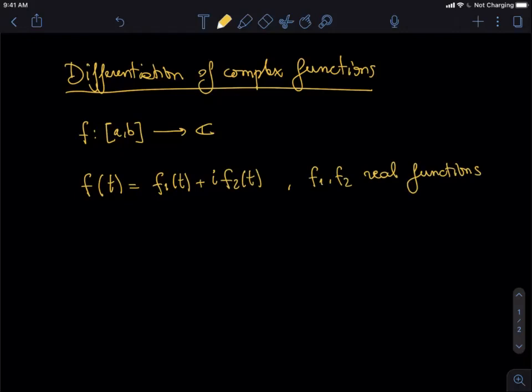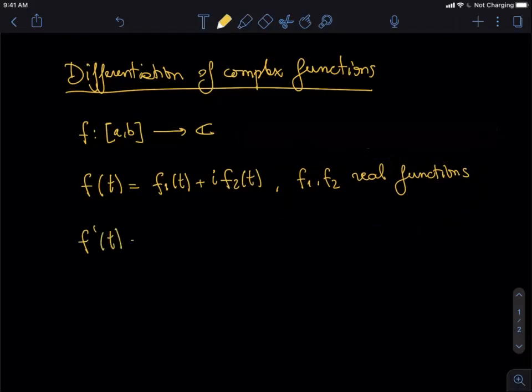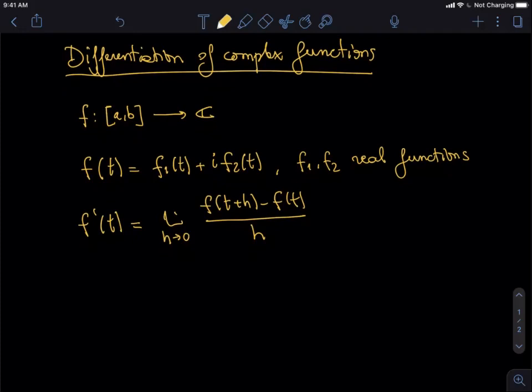Okay, they go from AB to the reals. Here, of course, I mean t between A and B. Now, when we take the derivative, it is defined the way we would expect. F prime of t is the limit as h tends to 0 of f of t plus h minus f of t, divided by h.